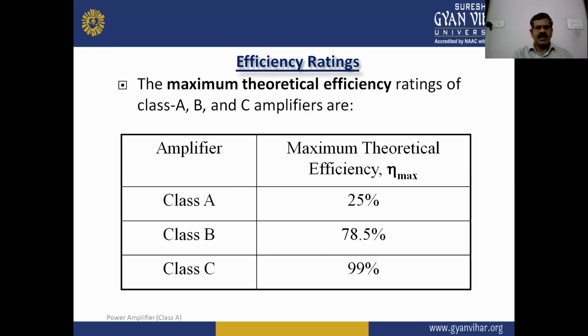The maximum theoretical efficiency ratings of class A, class B, and class C amplifiers are as follows. Class A amplifier has a maximum theoretical efficiency of 25%, class B has a maximum theoretical efficiency of 78.5%, and class C has a maximum theoretical efficiency of 99%.